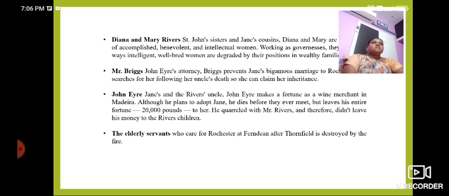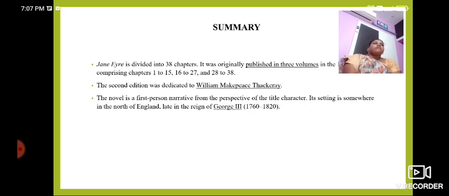So at last, the elderly servants who care for Rochester at Ferndean after Thornfield is destroyed by the fire. So let us see the summary of the novel.